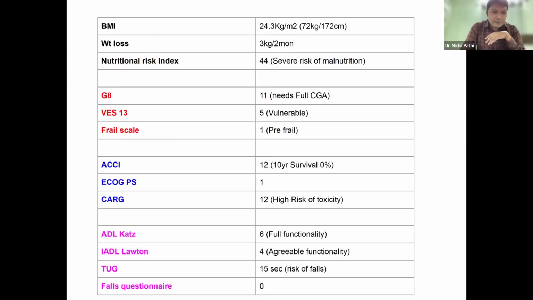Now, with this information, Dr. Pradeep, what would you like to do? So we have seen this score where he is very much vulnerable. VS score is very less, as well as the COG score also indicates that if we go for the standard therapy, standard dose of the chemotherapy, there's a high risk of toxicity.